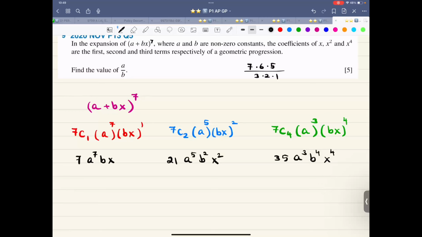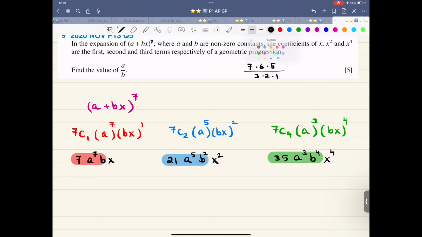Now they are saying the first, second, third, respectively, of a geometric progression. So now the coefficients, that is 7a, 7b. The next one, that is 21a, 5b square. The third one, 35a cube b4. Find the value of a over b. Okay, so you just have to simplify it.